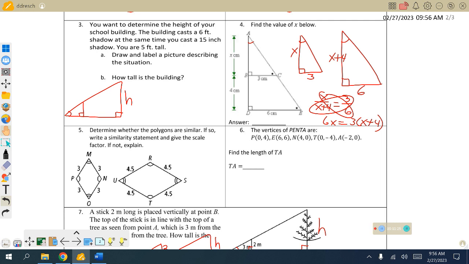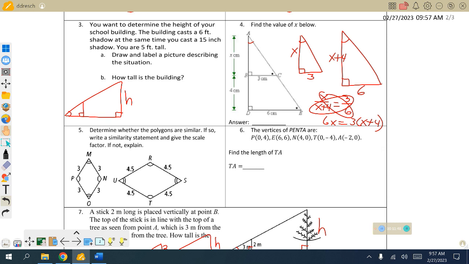Alright, as I was saying, what's the issue with my labels? What's my issue, guys? 6 feet, 15 inches, right? I have to have those in the same units. And because it's not a nice 15 inches, it's not 12 inches or 24 inches, I'd probably take those feet over to the inches then.